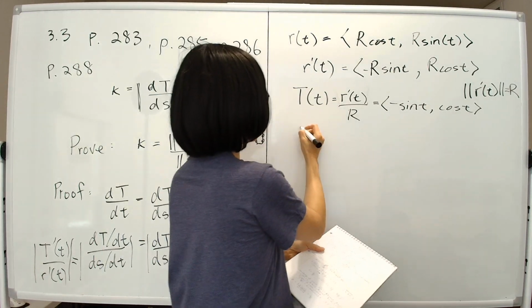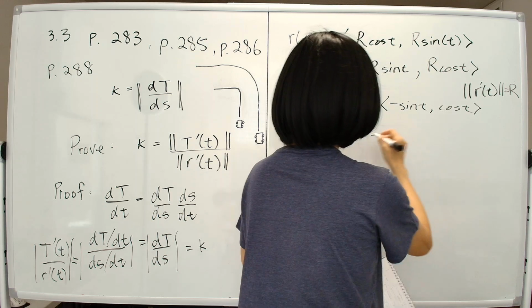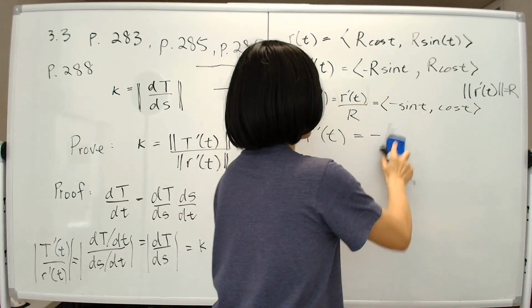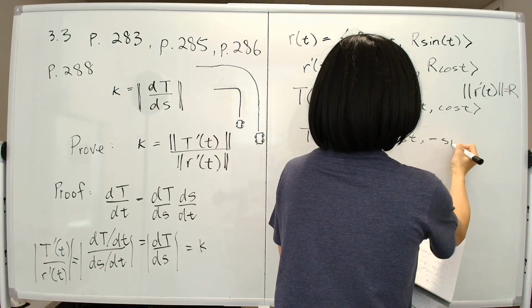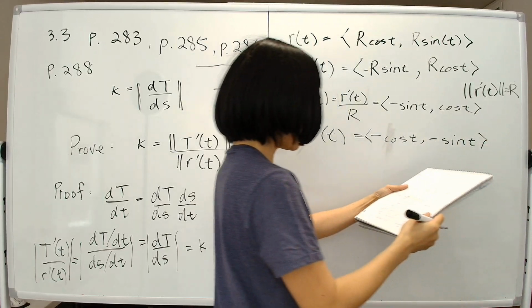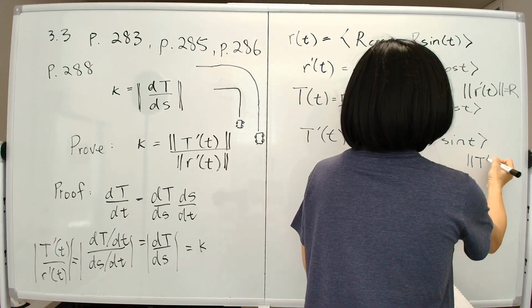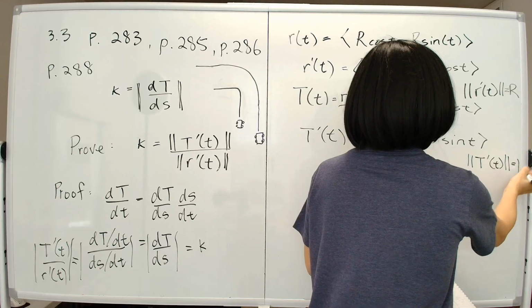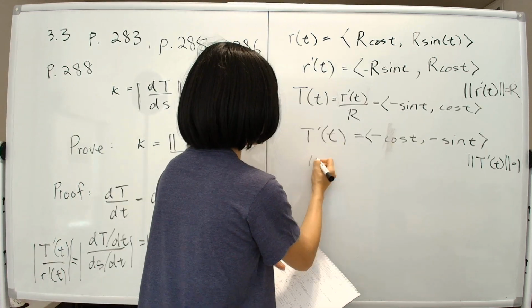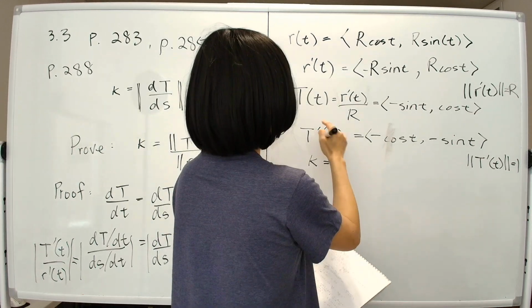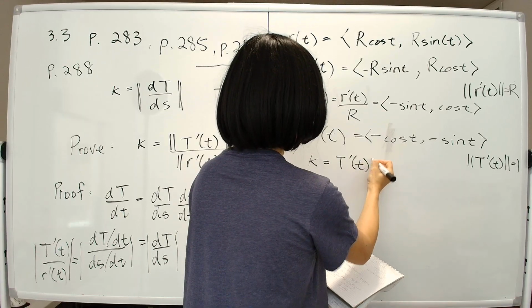Anyway, T prime, you keep cranking this stuff, would be minus cosine t, minus sine t. Okay, so far so good. Whereas the magnitude of T prime is equal to 1. Then we crank out the formula: kappa for our circle equals the absolute value of T prime over r prime, where the magnitude of T prime is 1.